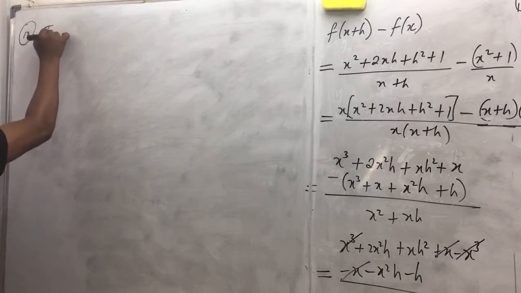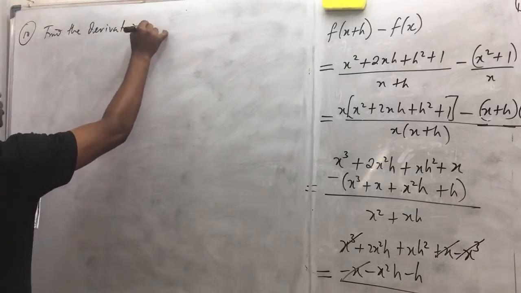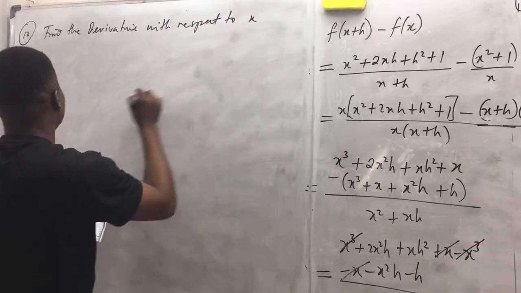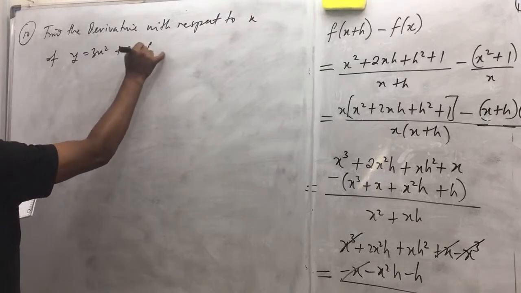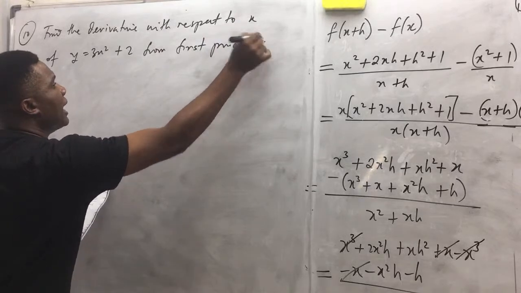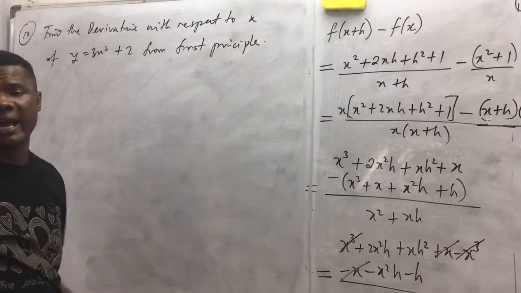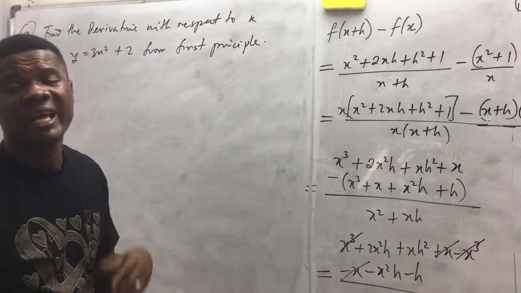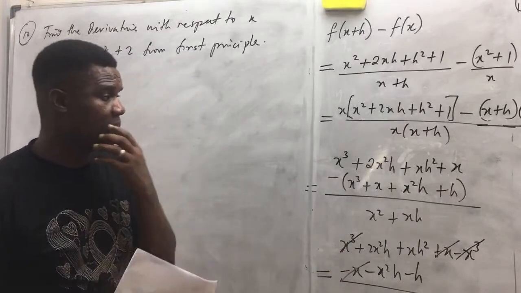So this problem says find the derivative with respect to x of y equals 3x squared plus 2 from first principle. Now, as we move along, we will stop using first principle. You will come to realize that there are other problems here I have that are not first principle. So the first set of problems in this series helps you understand better how to use first principle of differentiation. So don't get tired of it.